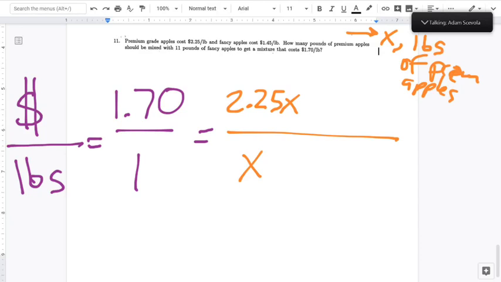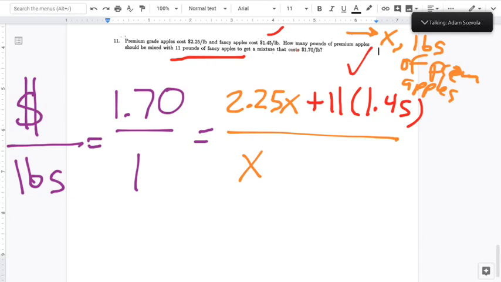Now we're mixing it with fancy apples. Fancy apples cost $1.45 a pound, but we don't need a variable here because we already know it's 11 pounds. So the cost of 11 pounds of fancy apples is going to be 11 times 1.45. See, our numerator is just cost: cost coming from fancy apples and cost coming from premium apples. Now we also have some weight. Those are 11 pounds of fancy apples, so we just add 11 to our denominator.